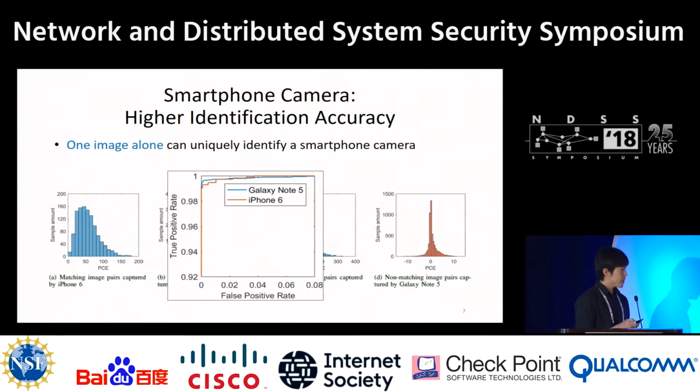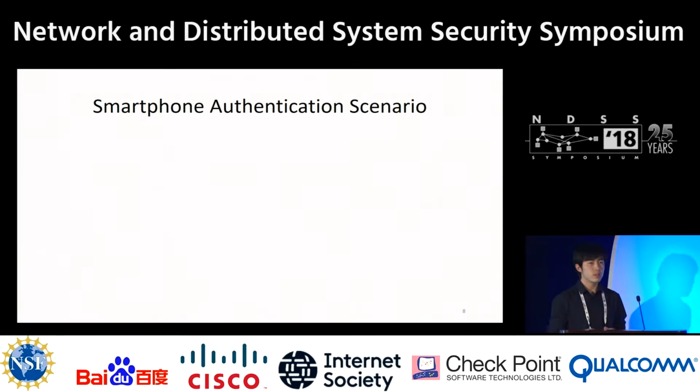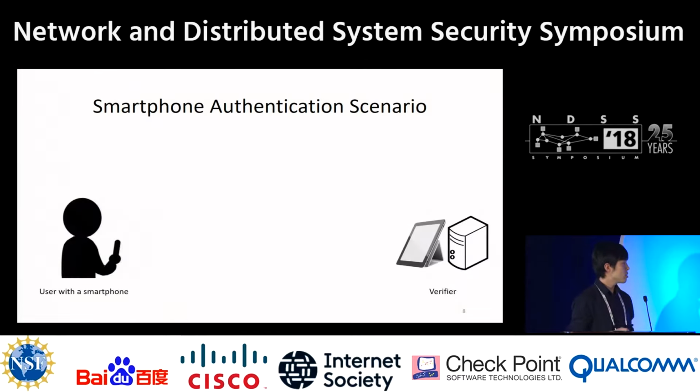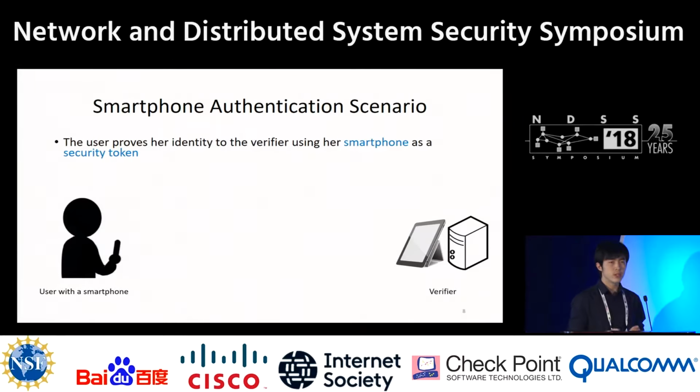Based on that, we further explore smartphone authentication using built-in camera. The application scenario is like this. Here's a user and a verifier. The user wants to prove her identity to the verifier using her smartphone as a security token.